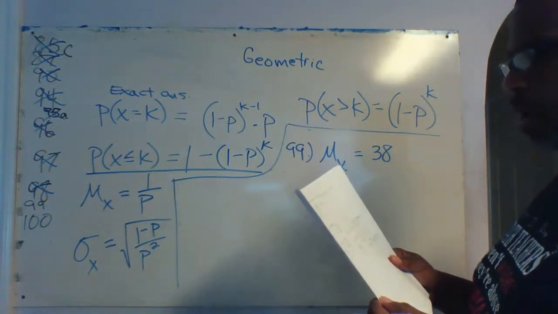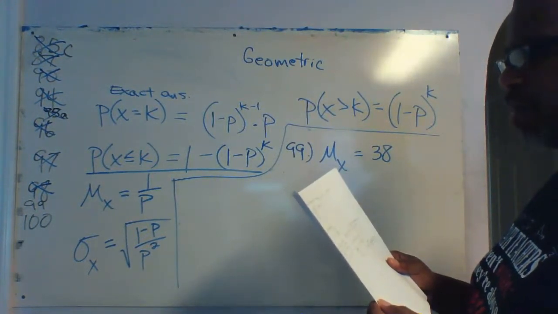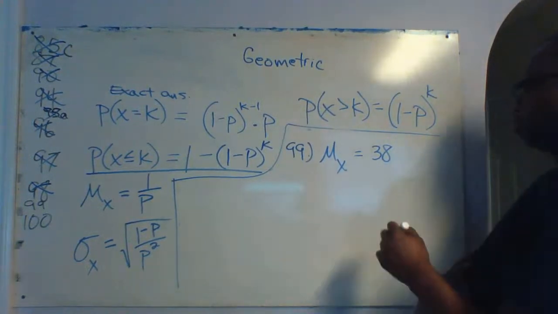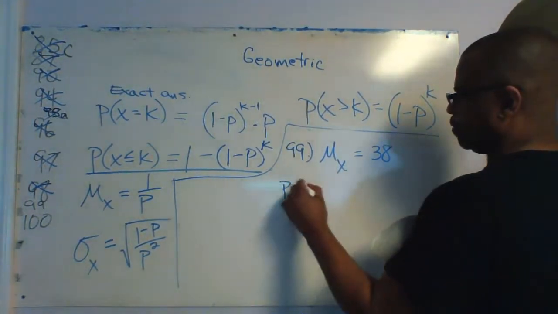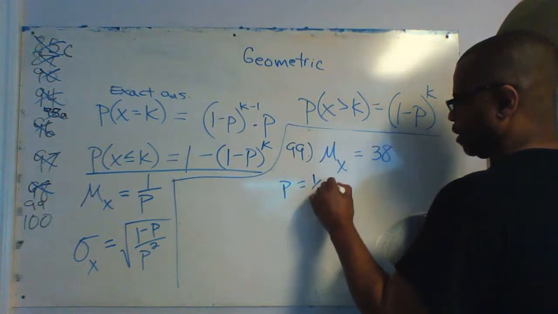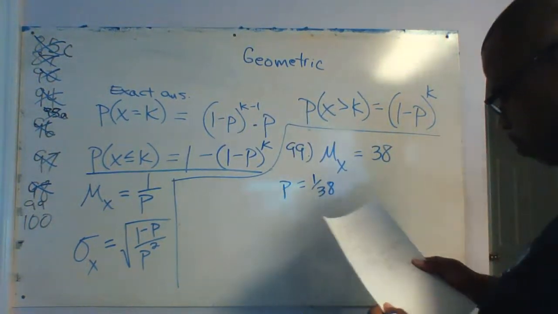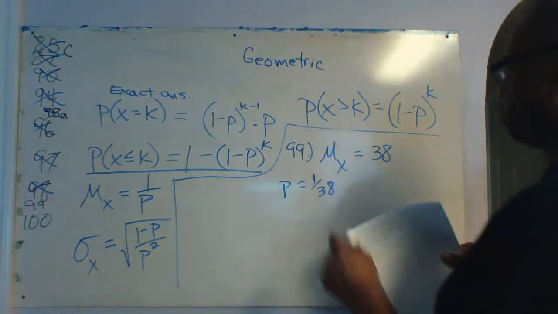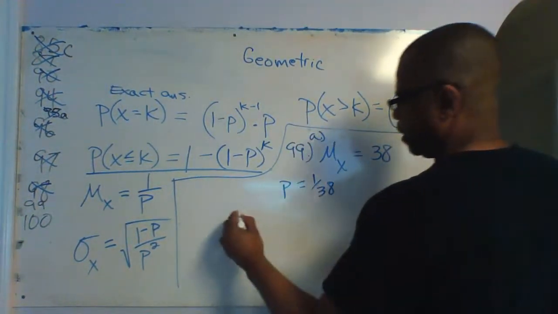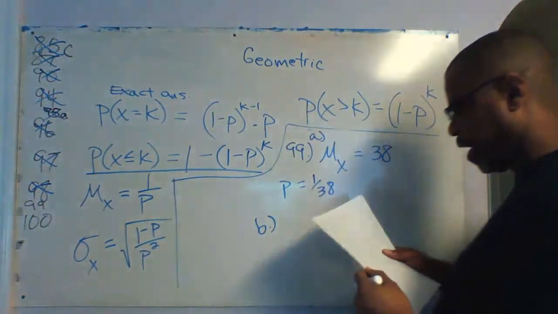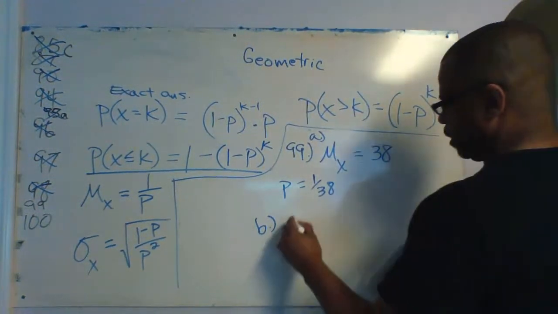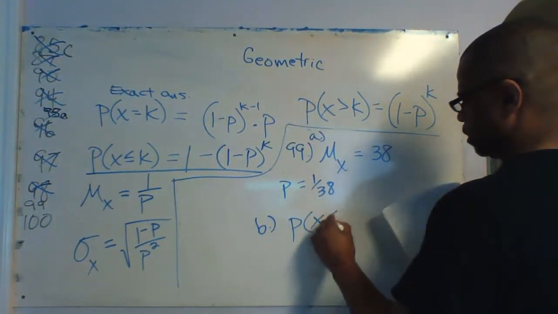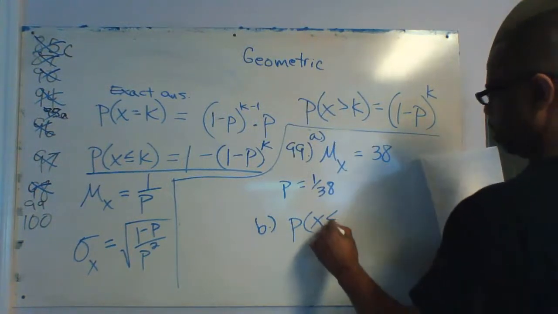All right, so now we have to find the probability. So we know that the probability of success is going to be 1 out of 38, right? All right. So what they want us to do is for B. So this is the A part. Then the B part asks us to find the probability that X is less than or equal to 3.